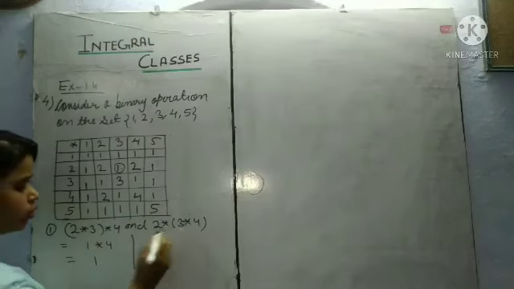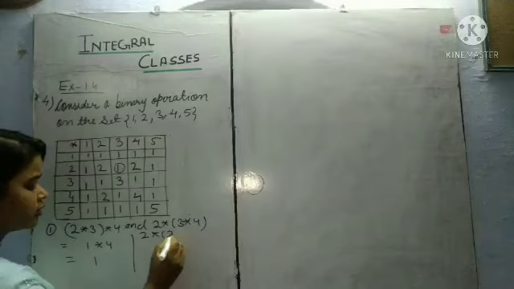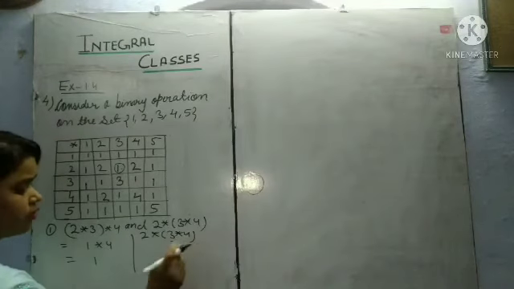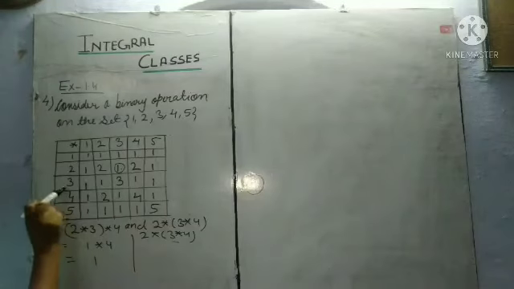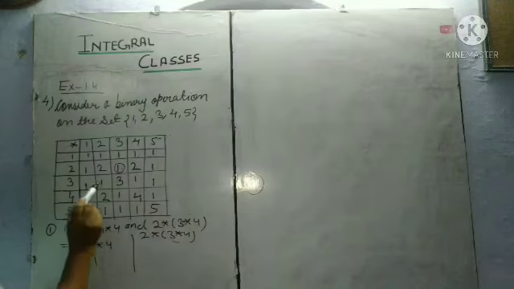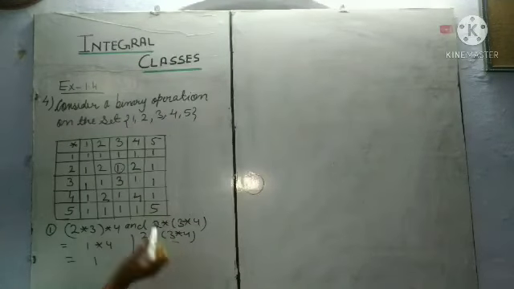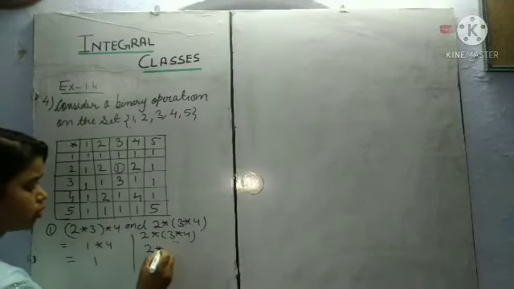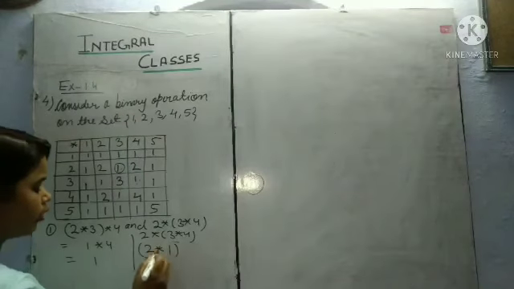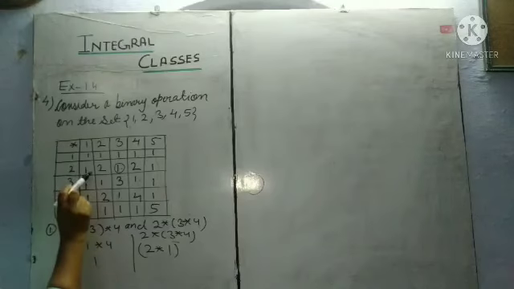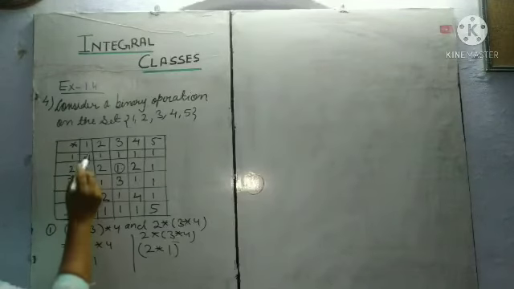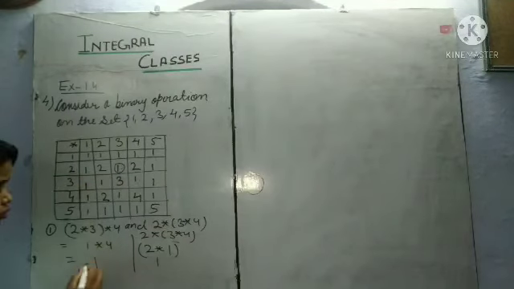Now the second part, 2 star 3 star 4. Firstly we will find the value of 3 star 4. From column 3 we go to this row and column 4, that is 1, 2, 3, 4, the fourth column, and we get the answer 1. So 2 star 1. Now we will find the value of 2 star 1. From the second row, going to the first column, the answer is 1. So these are the answers of question number 1.